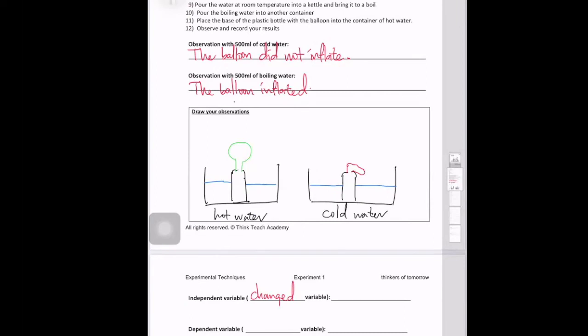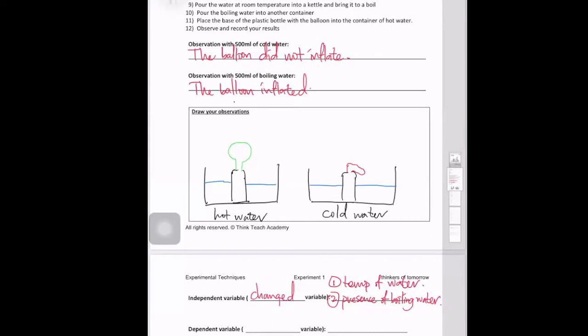In the change variable, there are two possible ways you can write it. The first one, which is more straightforward and I prefer, will be the temperature of water. The second will be the presence of boiling water. Both are acceptable, but I slightly prefer the first answer. Presence means that you have or don't have. Temperature of water will be one is boiling and the other is room temperature.